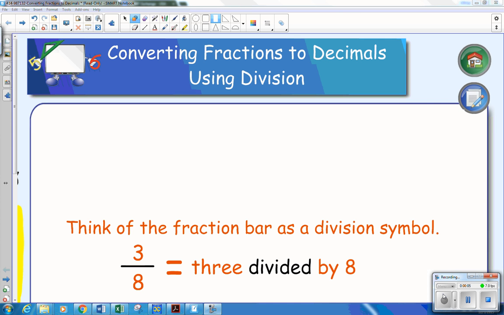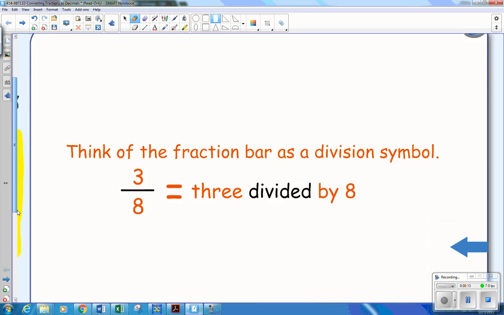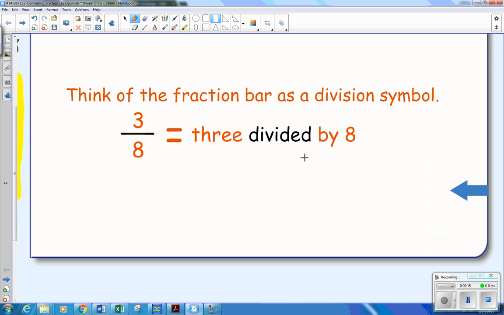Okay, this is called converting fractions to decimals, and we use division to do this. See down here at the bottom, it says 3 over 8. That's our fraction, and that's the same thing as saying 3 divided by 8. So what we can do is actually convert it to a decimal using long division.